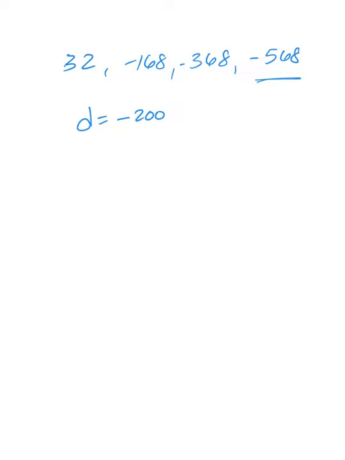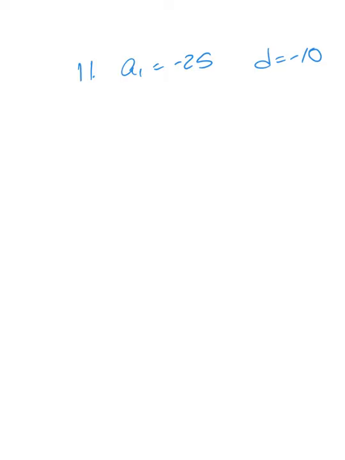So if that's the D, they want the next 3 terms. So it's going to be -768, -968, and -1168. They give you that A1 is -25 and D is 10. Find the 3 terms in the sequence after the last one given.